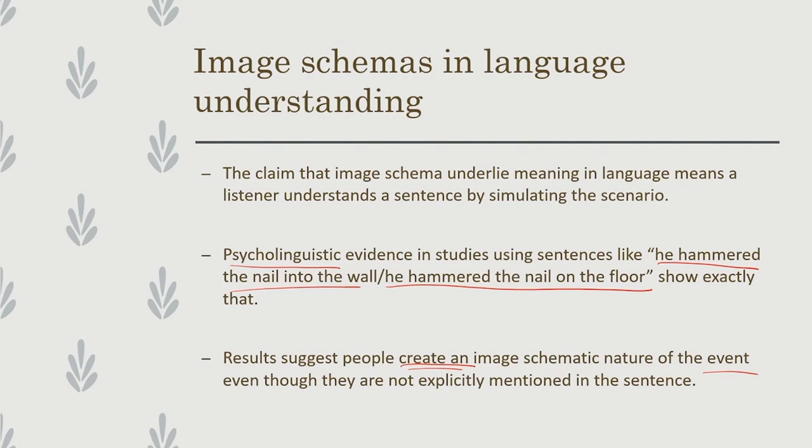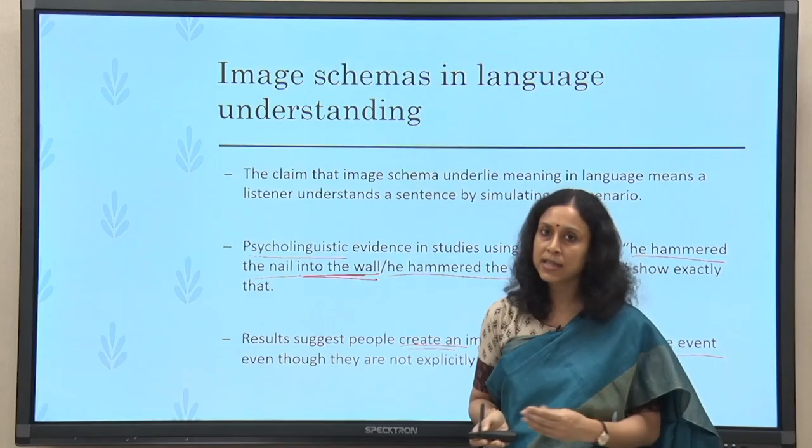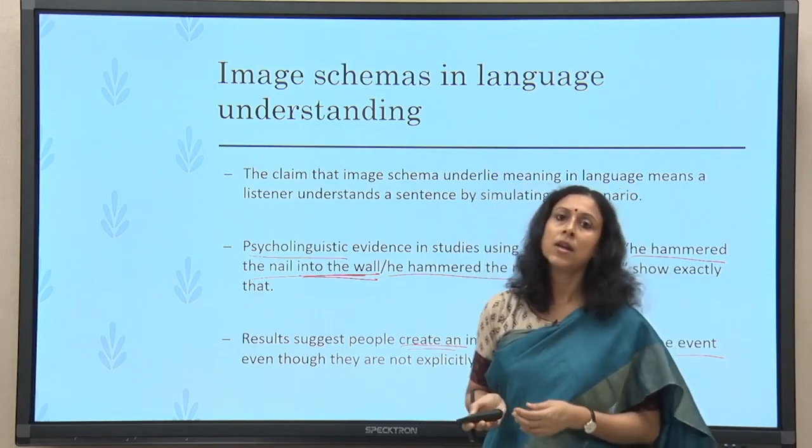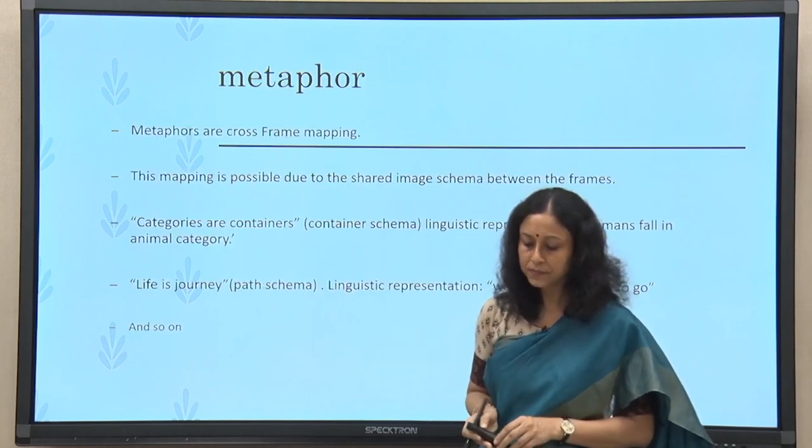So, we are basically activating that schema, even though it is not explicitly mentioned in the sentence. All we need in this sentence to create the schema is into the wall, and on the other hand on the floor. These are the cues that activate the schema even when nothing about the schema is talked about on the surface. The language, the linguistic output does not mention it anywhere. So, this is one area of use of image schema, and how image schema and simulation go hand in hand, and why they are important in terms of language processing.